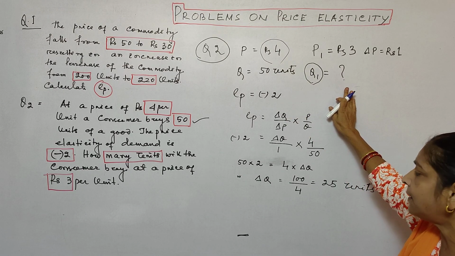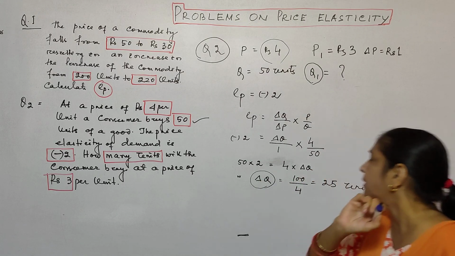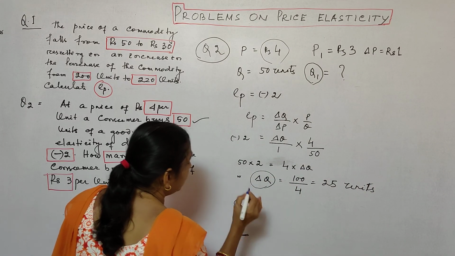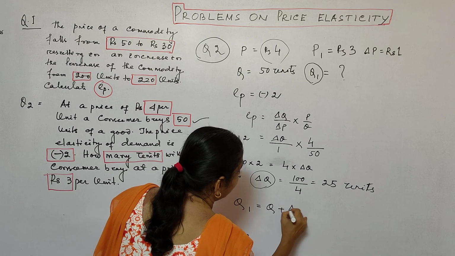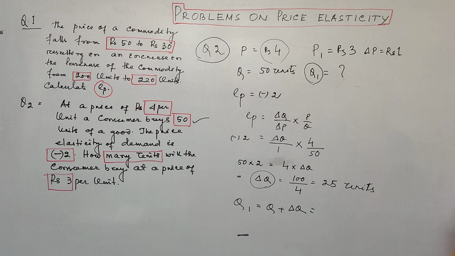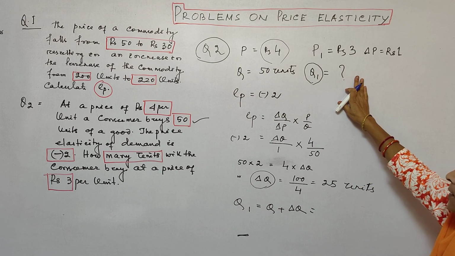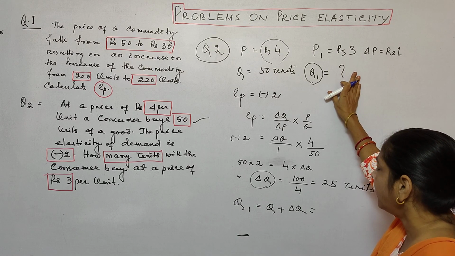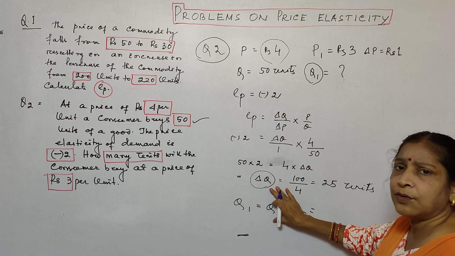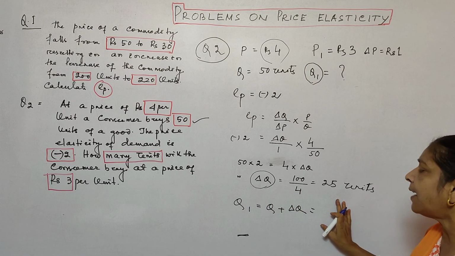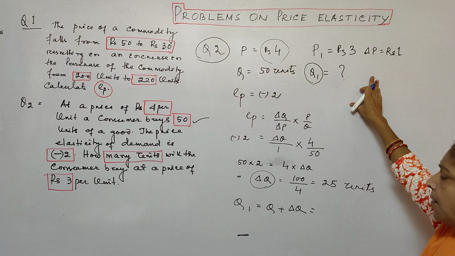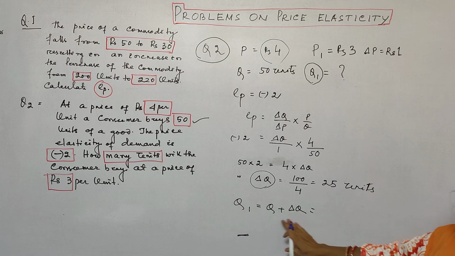What amount will be increased? This delta Q amount is the increasing amount. So Q1 equals Q plus delta Q. Friends, you see here, Q1 is our final quantity. It is not given to us. We have to find out this final quantity. How will we find it? We will add delta Q to the initial quantity, because here the trend is rising, quantity is going up due to the fall in price. So we will add delta Q with Q.